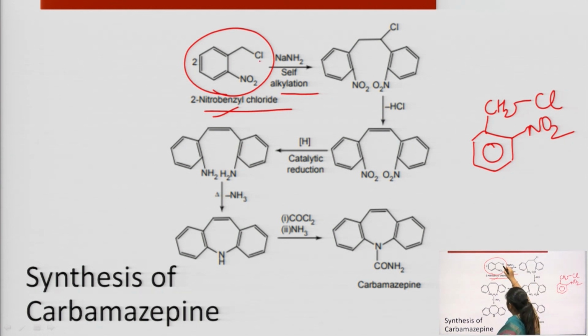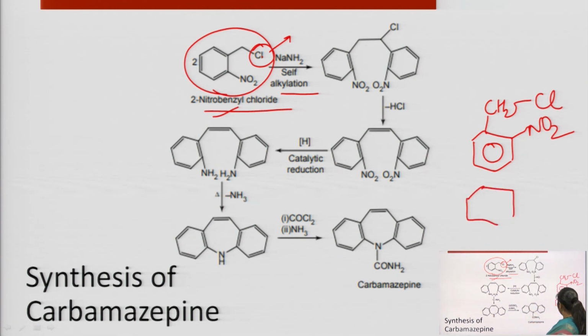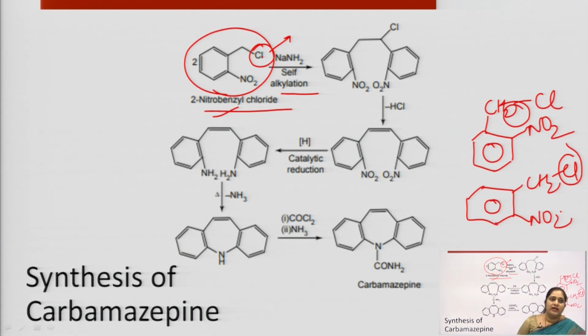This Cl is being replaced, substituted by another CH2Cl part, this benzyl chloride part, with nitrogen. What will happen? This Cl and this hydrogen will get removed, minus HCl, and this structure is formed. Further, there is loss of HCl, the Cl and the hydrogen from this. So, this HCl is being removed. Now, what will happen? There is formation of a double bond.